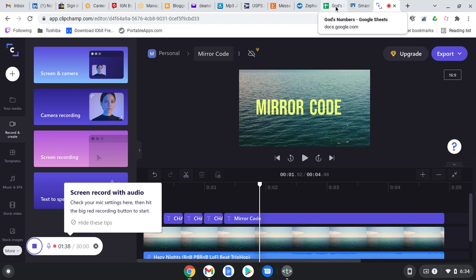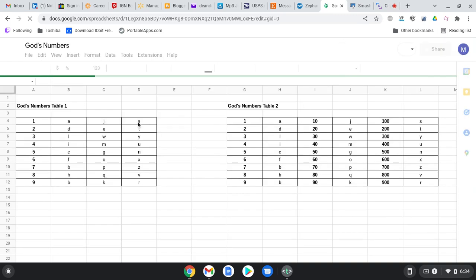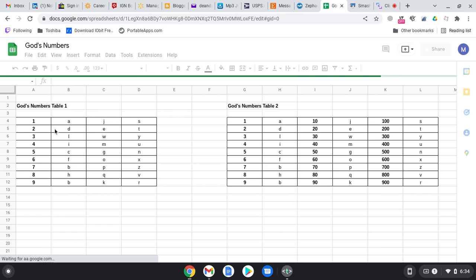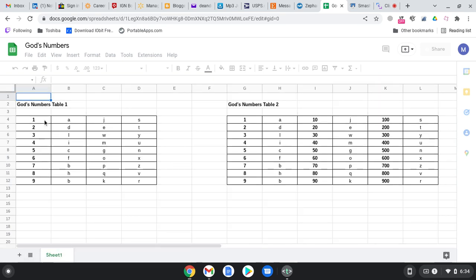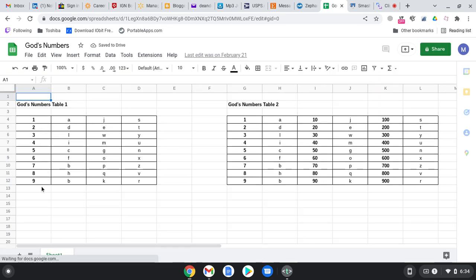Well, first I want to show you the code. The code on the left gives a numerical value to each letter. The numerical value is 1 through 9, and the letters correspond with what digit it's associated with. So A would be 1, F would be 6, P would be 7, and so forth and so on.